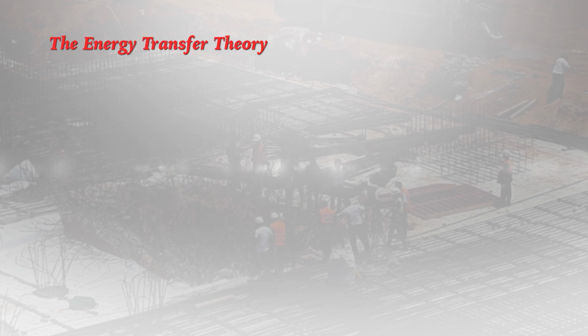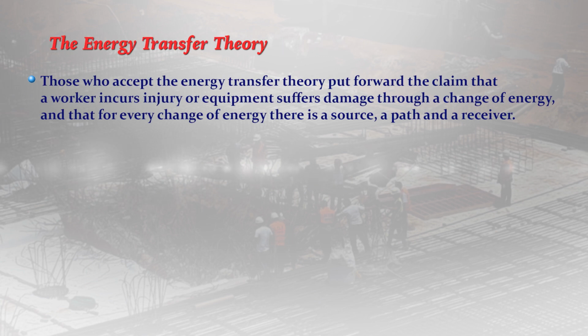Next is the energy transfer theory. Those who accept the energy transfer theory put forward the claim that a worker incurs injury or equipment suffers damage through a change of energy. Means due to the change of energy some accidents are occurring, and that for every change of energy there is a source, a path and a receiver. Three things are there: a source, a receiver and between them a path. Then only that energy transfer will happen.